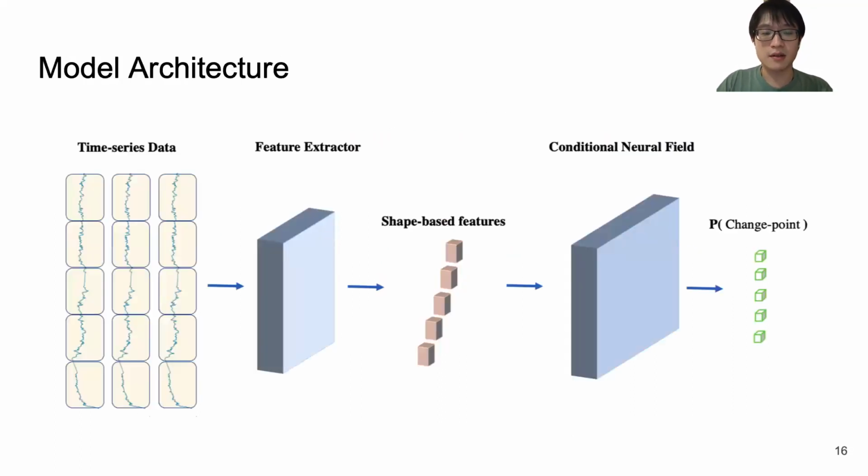So now this is the whole model architecture. First, we collect the time series data, and we use a feature extractor, which is DTW, to output the shape-based features. And then we use CNF to model these shape-based features and to learn the nonlinear relationships between them.